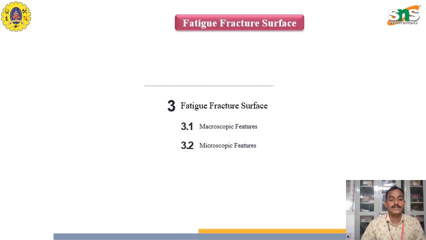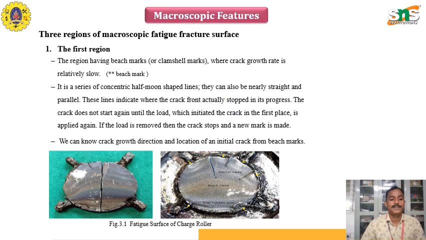The fatigue fracture surface has two kinds of features: macroscopic features and microscopic features. Let's first see the macroscopic features. The first region of the macroscopic fatigue fracture surface has a beach mark, that is a clamshell mark, where the crack growth rate is relatively slow. That is called the beach mark region.